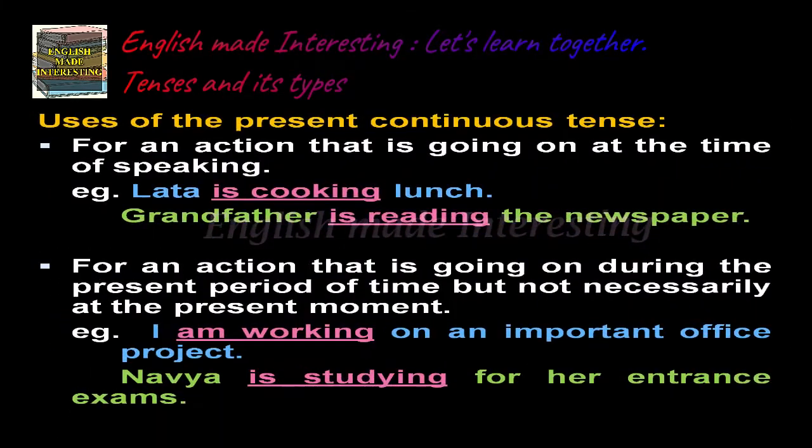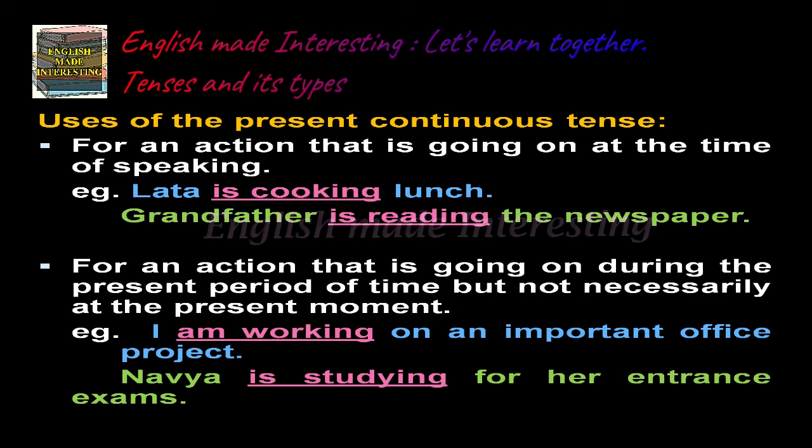Now, uses of the present continuous tense. It is used for an action that is going on at the time of speaking. Example, Lata is cooking lunch. So, when you say this, she is cooking lunch. Its action is going on at the time of speaking. Grandfather is reading the newspaper. He is still reading. Action is going on.